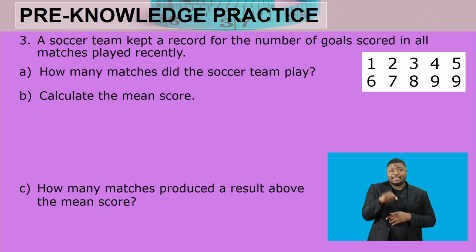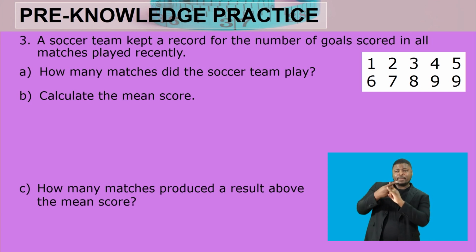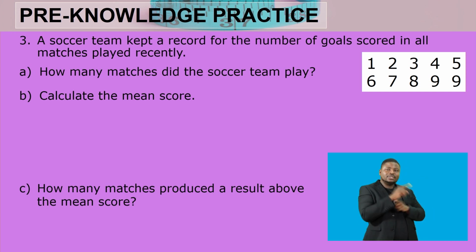Then question 3: a soccer team kept a record of the number of goals scored in all matches played. How many matches did the soccer team play? We have to count all the matches. Remember, this represents the number of goals in each match. So we've got the first match, second, 3, 4, 5, 6, 7, 8, 9, 10. So we had a total of 10 matches that were played.